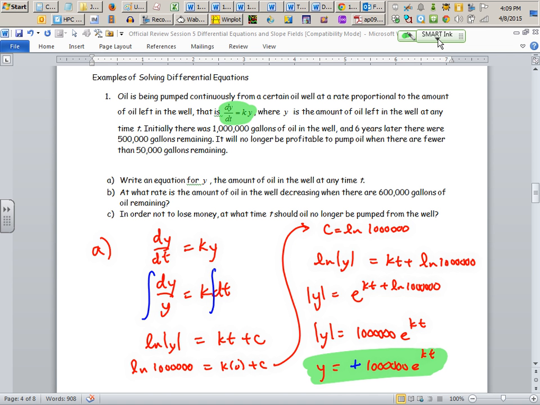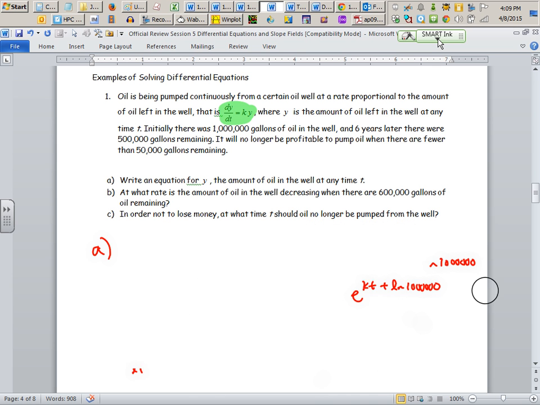At what rate is the oil in the well decreasing when there are 600,000 gallons of oil remaining? There's one problem. We don't know K yet. How can we get K? Just keep my answer. But how can I get K? I can't really proceed without it. Without K, I can't really do much else with this problem.